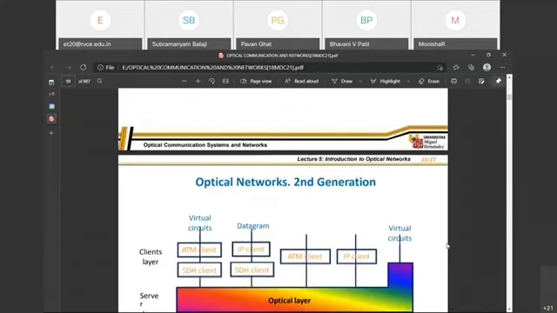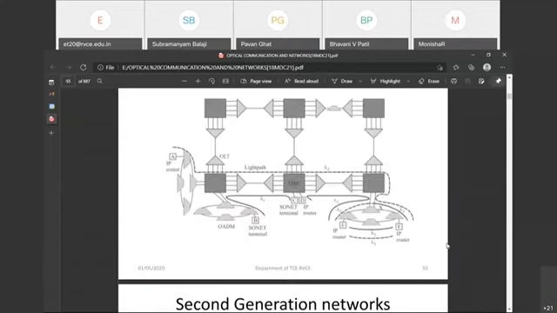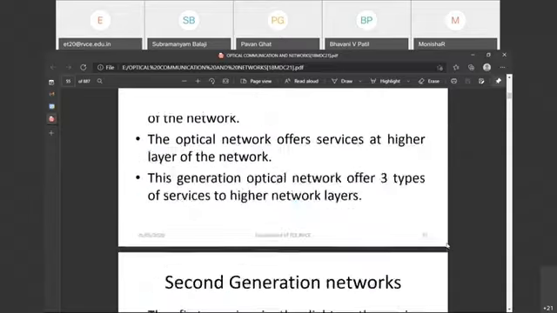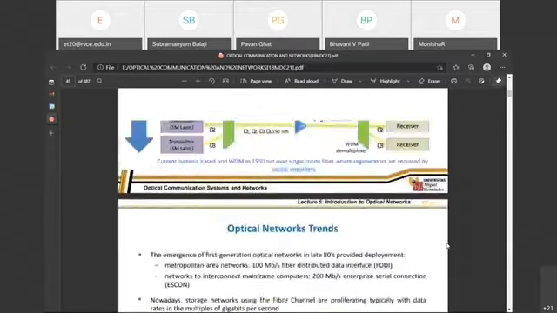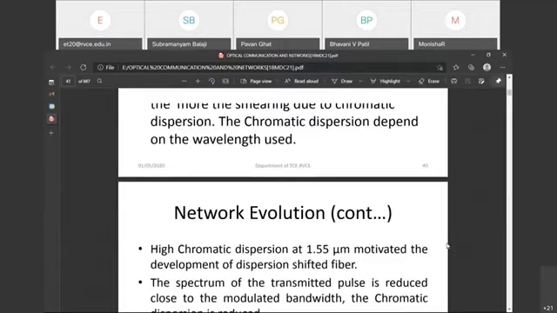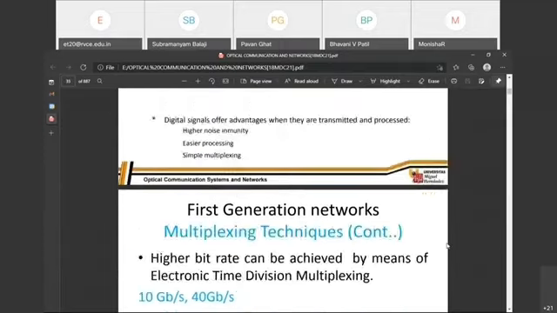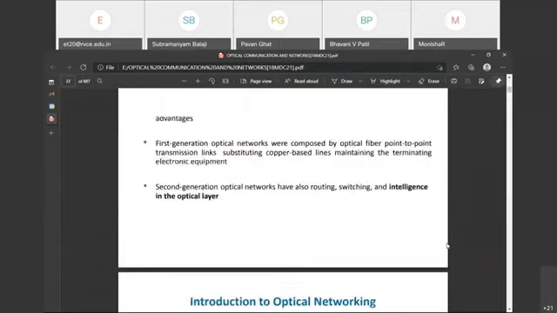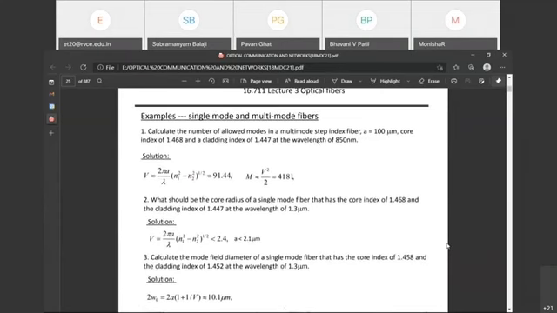Possibly you have it over here, one equation which I told you regarding the V number in the last class. There itself you can find it. So these expressions are important.